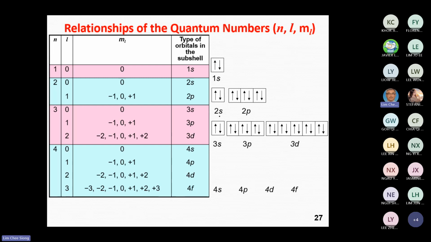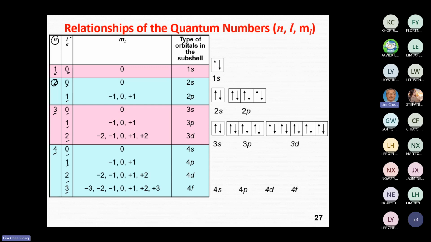Okay, this is very important. Let me go through it one by one. For example, let's say we have the principal quantum number equal to 1. So we know that L, the angular number, will be 0, cannot be equal to 1. It must be lower than 1. So 0. If it's 2, then we come up with two numbers, which are 0 and 1. If 3, we get 0, 1, and 2. If 4, 0, 1, 2, 3. If 5, 0, 1, 2, 3, and 4.